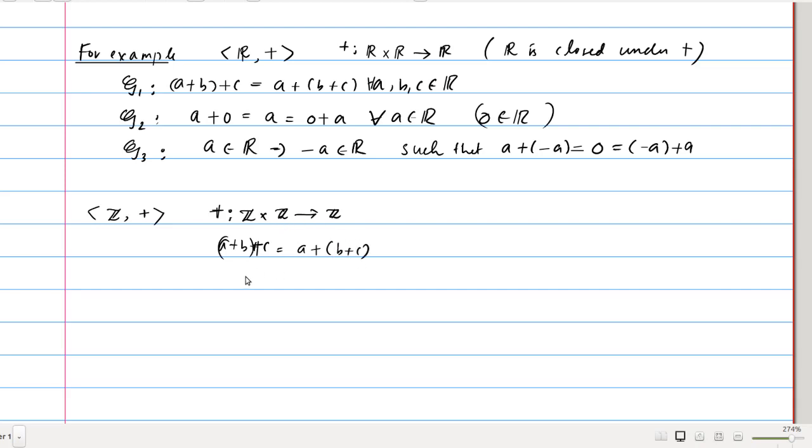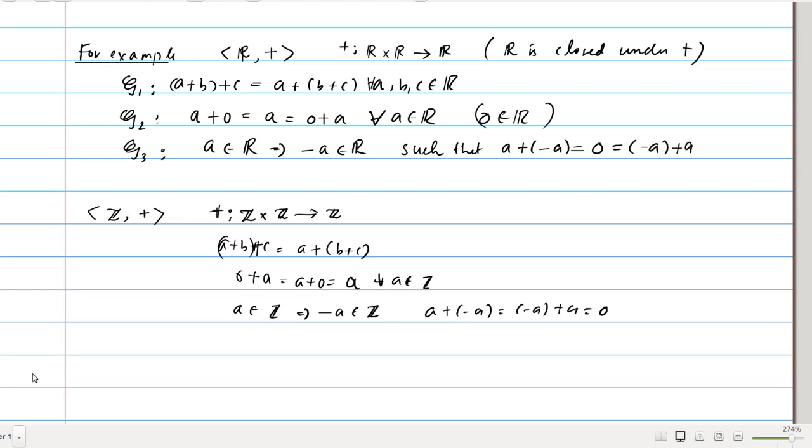Now we have 0 plus A gives A, plus 0 gives A itself, for all A belonging to Z. So this establishes the existence of identity. And finally, if A is an integer, then we know that minus A is also an integer. So A plus minus A gives minus A plus A, which is equal to 0. So this establishes the existence of an inverse element for each of the elements of Z.